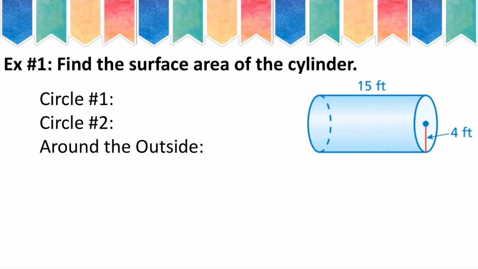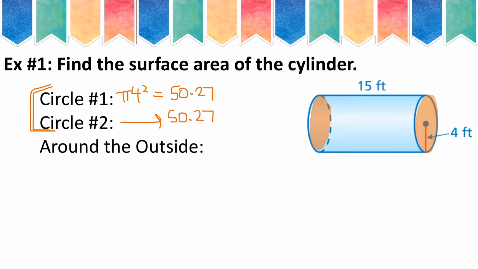First, I'm going to look at the two circles. I have one on the left and one on the right. But for both of these, I'm just going to use pi r squared. So pi 4 squared. And I'm going to type this in my calculator. And it is approximately 50.27. Now, just like with our rectangular prisms and our triangular prisms, both circles are just going to be exactly the same. And that will always happen for a cylinder.